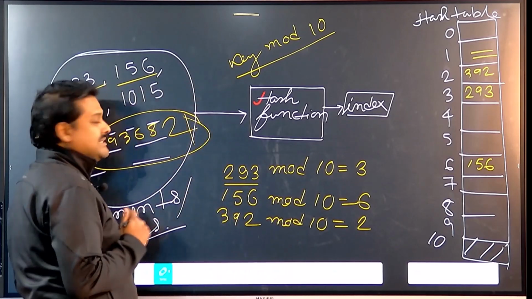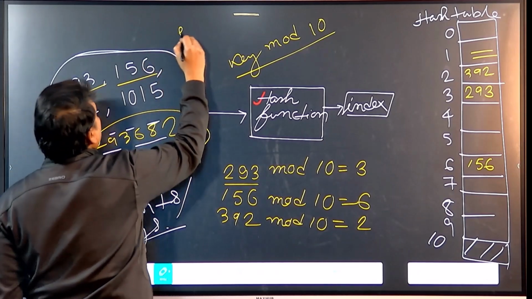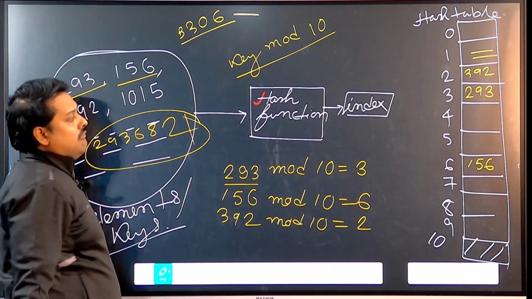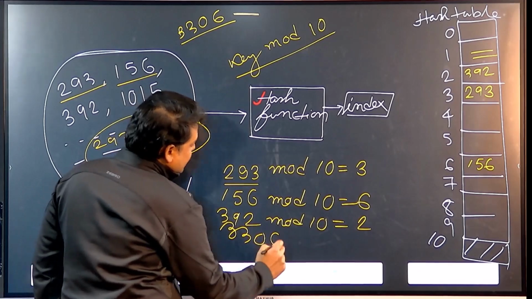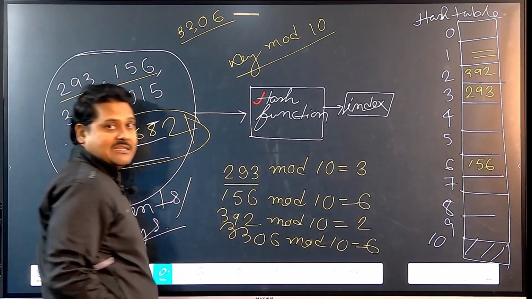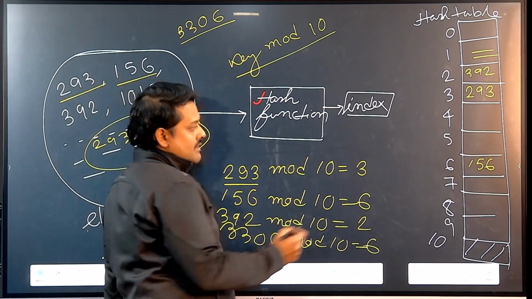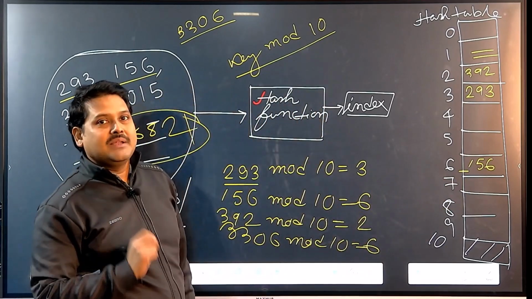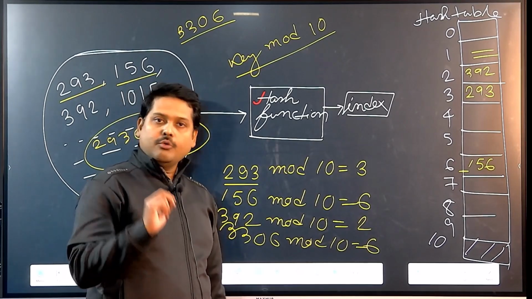Now, where is the problem? Assuming I am trying to store 3306. What is the place? 3306 mod 10 is 6, the value at which we have to store it. But you will observe that some element is already present there, and this scenario is called a collision.